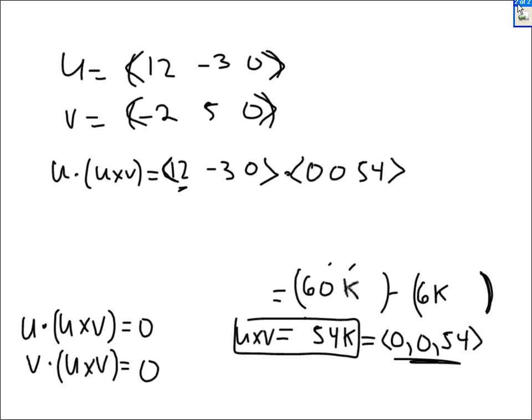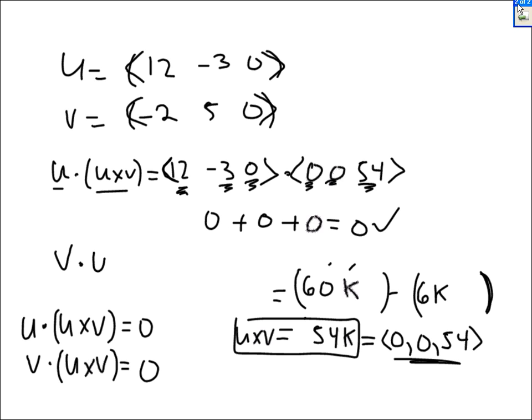Dot product. You multiply the first entry, you get 0, plus. You multiply the second entry, you get 0, plus. Multiply the third entry, you get 0. We got 0. They are orthogonal, they being u and u cross v. What about v? Is v really orthogonal to u cross v? The answer is, you better believe it.